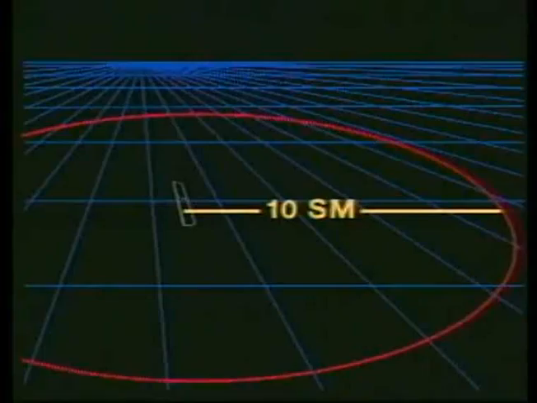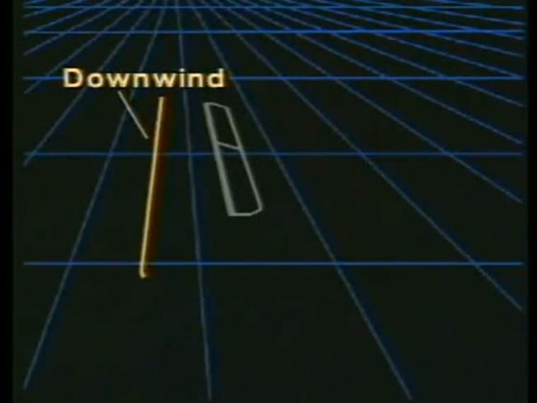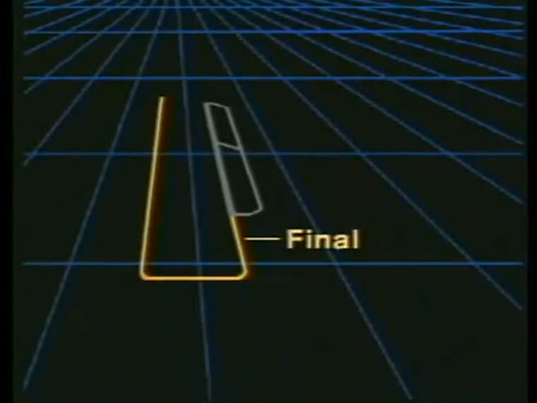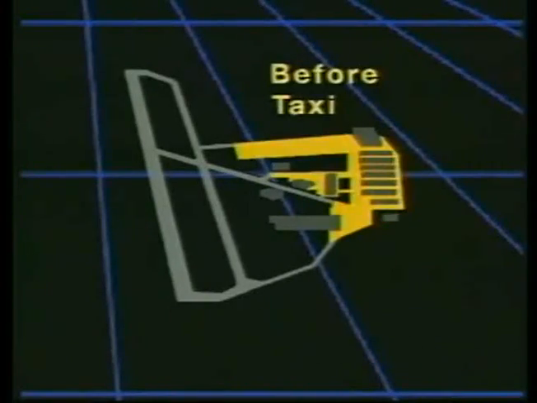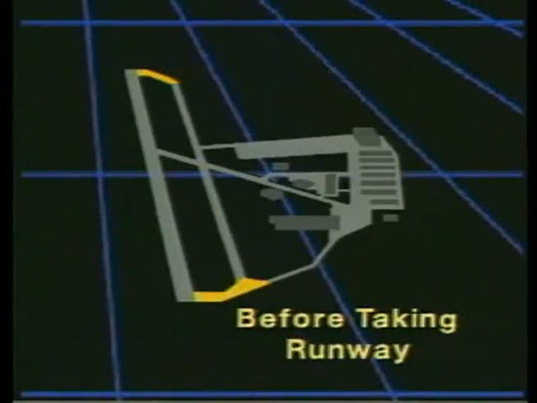For example, during the approach, make your initial call approximately 10 miles from the airport. When you reach the traffic pattern, continue to announce your position by reporting downwind, base, final, and when you are clear of the runway. In a similar manner, when you depart an uncontrolled airport, announce your intentions before you begin to taxi and before you taxi onto the active runway.